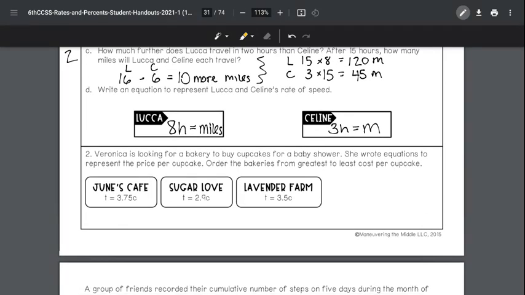Question number 2. Veronica's looking for a bakery to buy cupcakes for a baby shower. She wrote equations to represent the price per cupcake. Order the bakeries from greatest to least cost per cupcake. We can see that at June's Cafe, it's going to cost us $3.75 per cupcake. Sugarloaf, $2.90 per cupcake. Lavender Farm, $3.50 per cupcake. So, greatest to least cost, the most expensive is going to be June's Cafe. Now what's the next most expensive? Lavender Farm. And the cheapest cupcakes we can buy are at Sugarloaf.